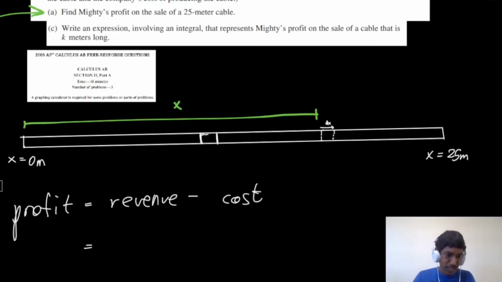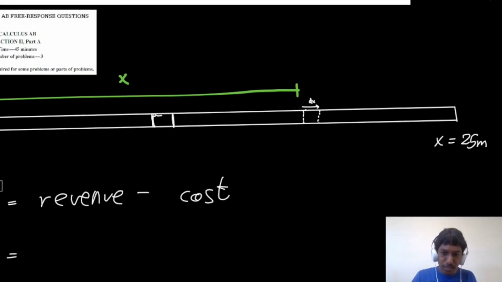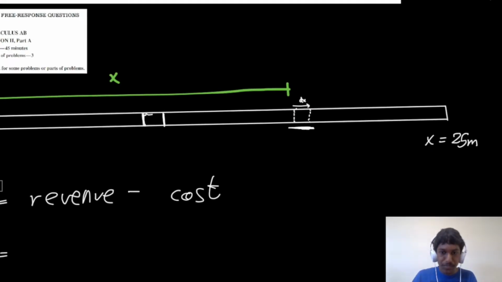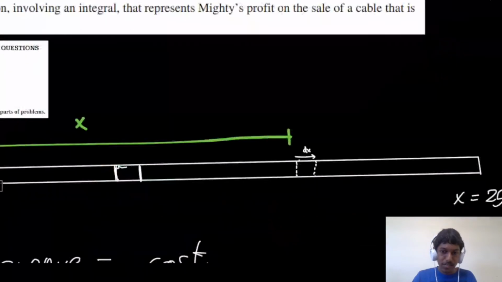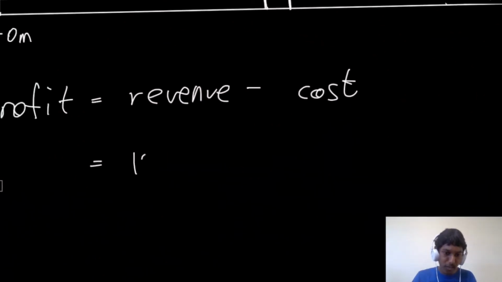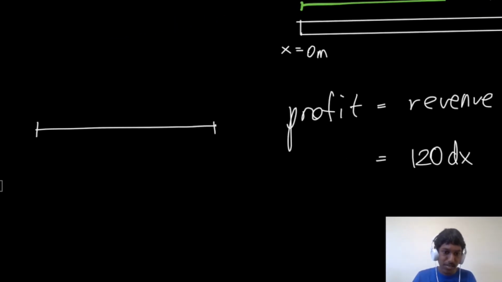We can do that with the definite integral, and then we'll get our answer. So what's the revenue that we get from this dx portion of the cable? Well, we know it sells for $120 per meter. And so if dx is in meters, we're going to make 120 dx, because, like we said earlier, we've got x meters of cable. We're going to make 120x revenue of that.